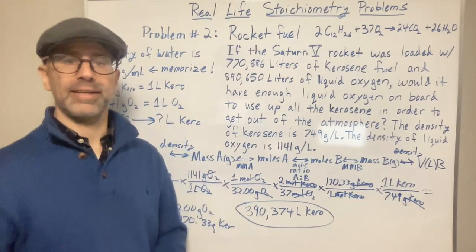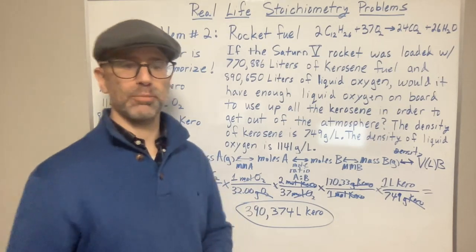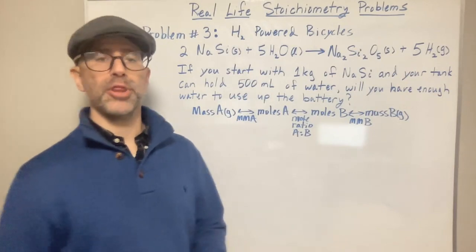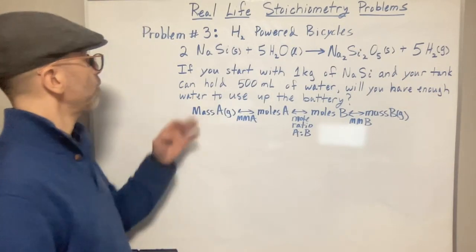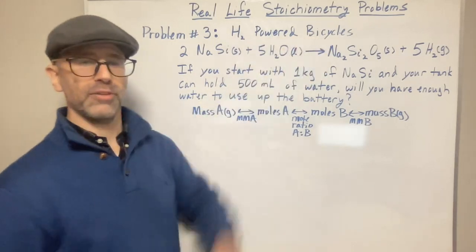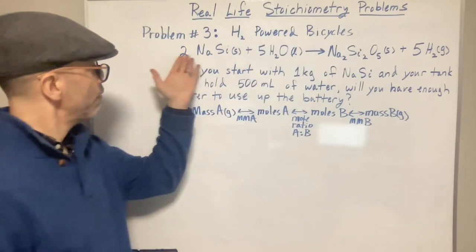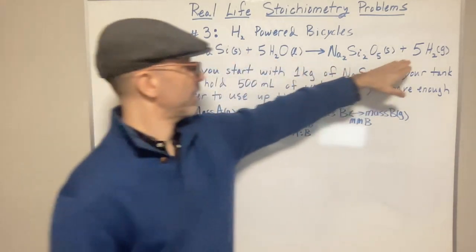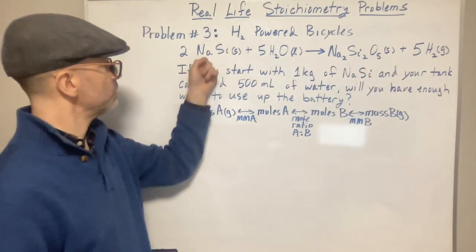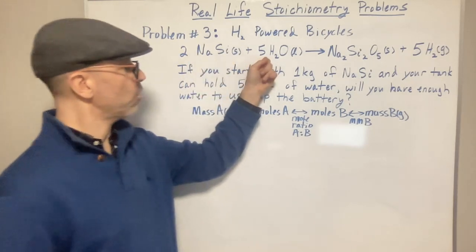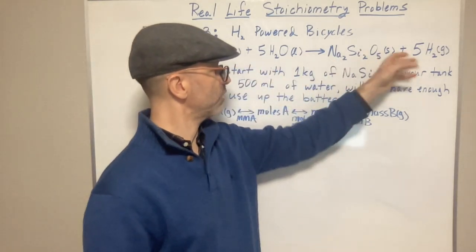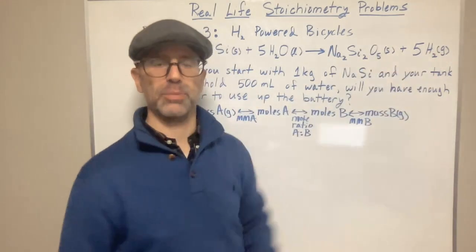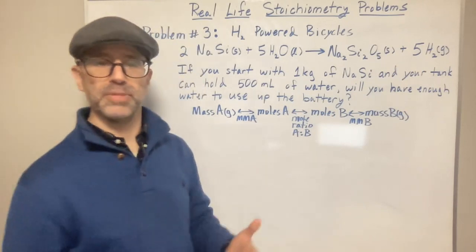Okay, what about the next problem? Our next real life problem, problem number 3, is our final problem. Hydrogen powered bicycles. Here is the equation for creating hydrogen. If you have sodium silicide solid reacting with water, you'll form this solid substance, plus you'll form hydrogen gas, which can then be used to power these bicycles.